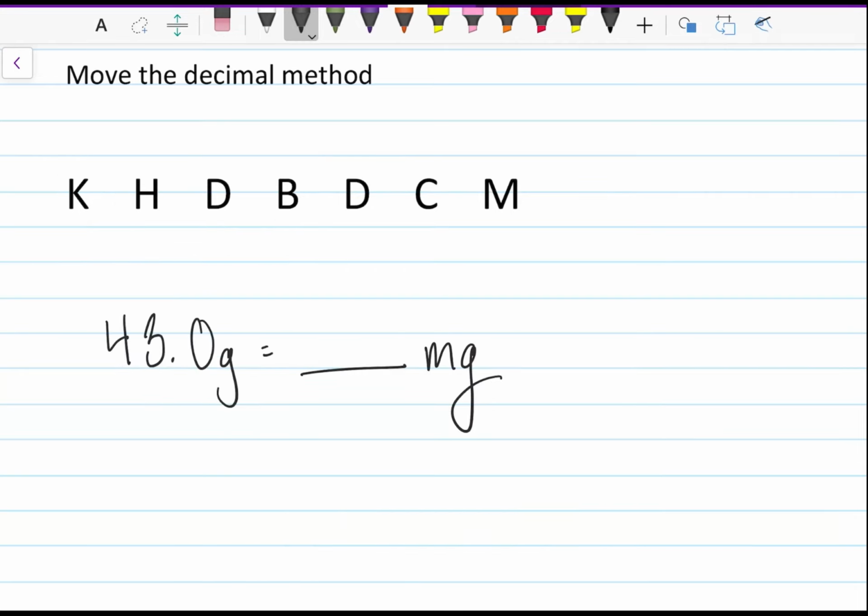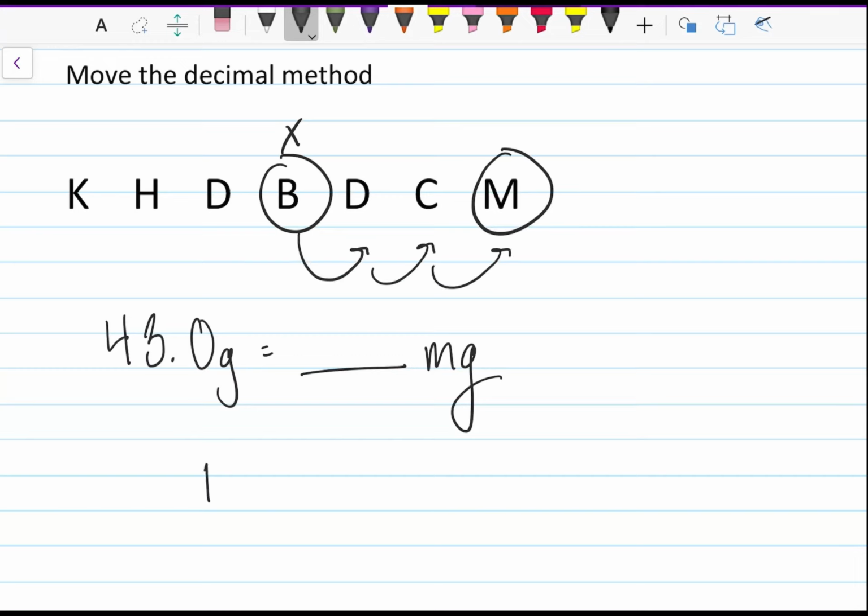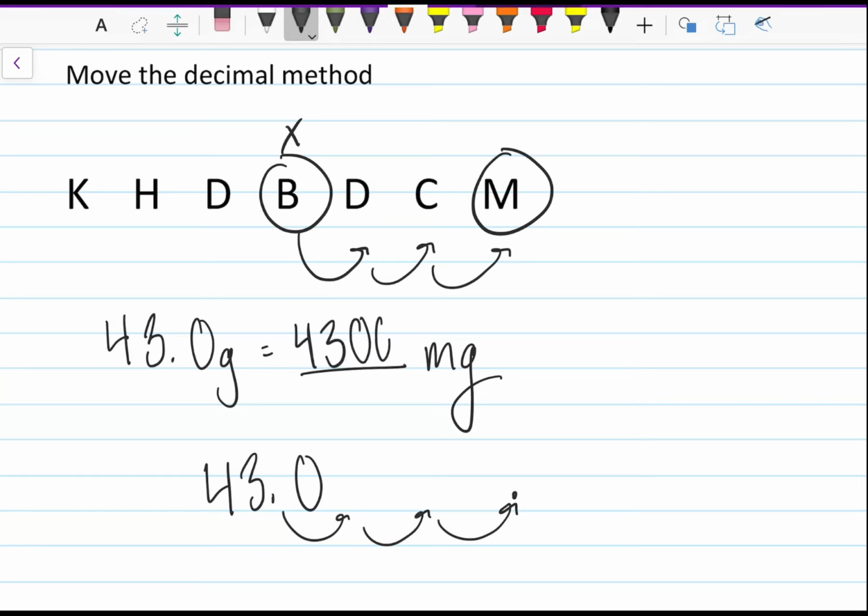Here's your next problem. I want you to pause the video and try this one on your own, and then I'll go over it in the video. But pause it and give it a try. Okay, 43 grams. We're starting here this time, and we're going to milligrams here. We're going to move 1, 2, 3 places over. So 43.0, 1, 2, 3, our new decimal points. We have 4, 3, 0, 0, 0. Final answer, 43.0 grams equals 43,000 milligrams.